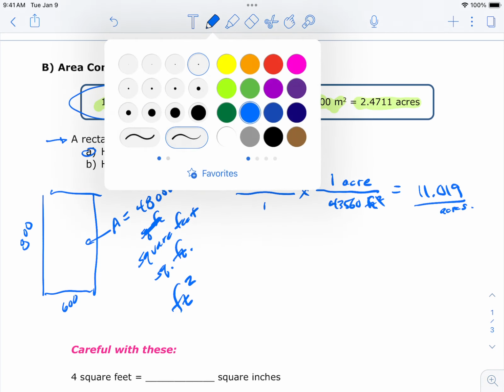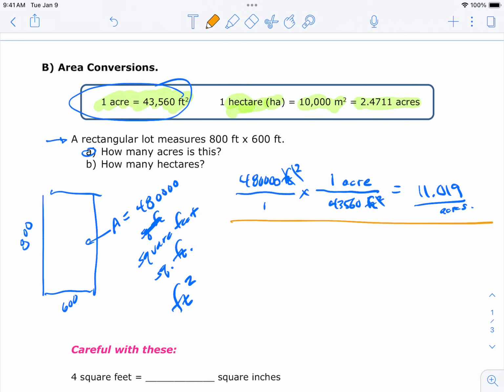Now if you wanted hectares instead, well heck, you already got the acres, you might as well convert them to hectares. So I'll take my 11.019 acres. You want to be a farmer? Here's a couple of acres. Anyway, does anyone know the movie reference? Anyway, I got 2.4711 acres is 1 hectare, abbreviation HA. So now I divide by that 2.4711.